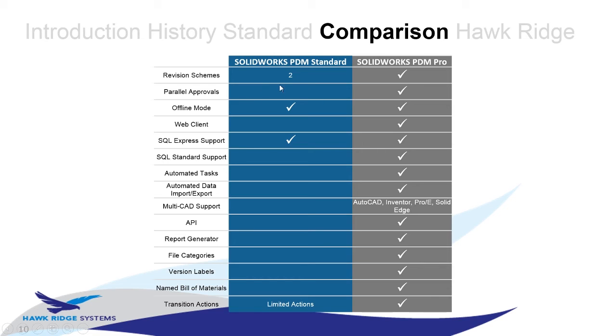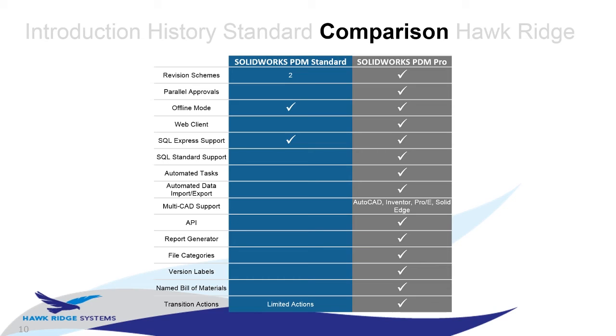There's no parallel approvals, and what that means is if you have something similar to a CCB or a change control board, but not fully a change control board, but require multiple approvals before a file gets approved, PDM Standard does not allow that. We don't have access to that same web client that we were talking about. Any of the automation here, so being able to automate your conversions as well as pushing information to your third-party ERP or MRP system, that wouldn't be allowed.